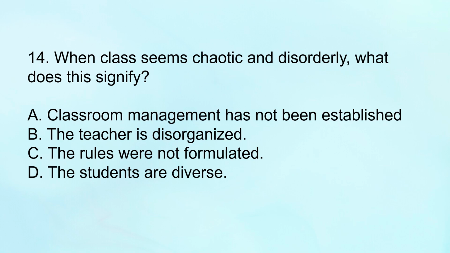Number 14. When class seems chaotic and disorderly, what does this signify? Letter A. Classroom management has not been established. Letter B. The teacher is disorganized. Letter C. The rules were not formulated. Or letter D. The students are diverse.